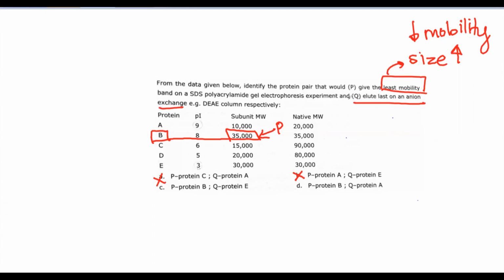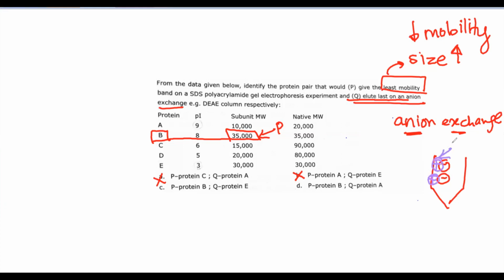Now let us go to the Q part. Elute last on an anion exchange. Now this is a very important concept. Anion exchange. What is being exchanged? An anion. So anion for an anion. So if this is the column, if an anion is going to be exchanged, what would be the charge here? Yes, an anion would be attracted to positive charge. So the charge on the resin is positive, and since it is an anion exchanger, it is going to exchange anions. Don't get confused.